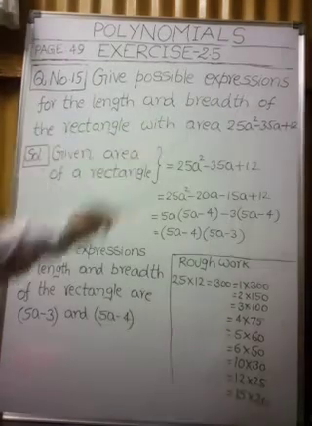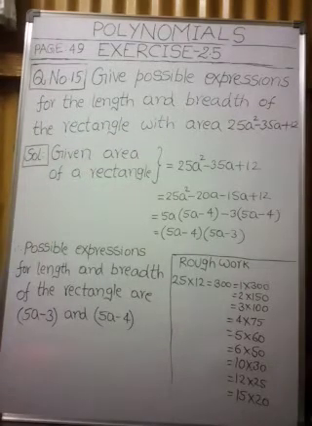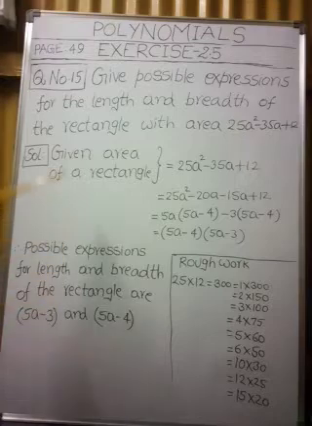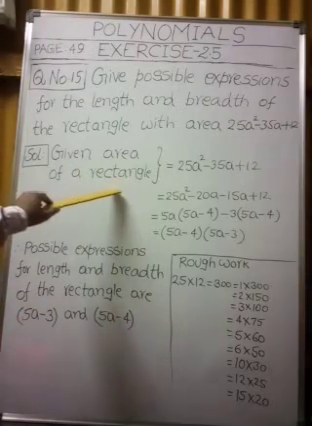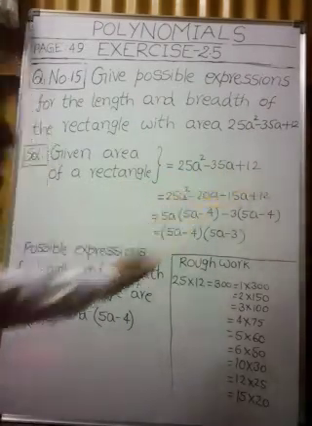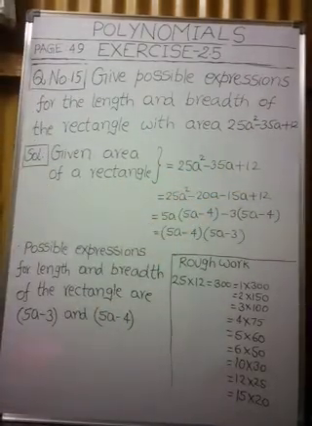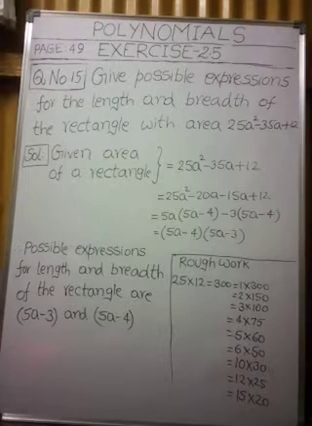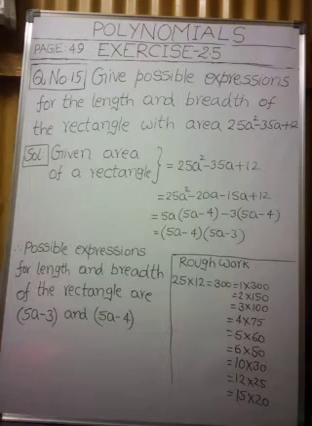They asked the question like this. We have to find length and breadth, means we have to find the factors of this quadratic polynomial. So given area of a rectangle is equal to 25a square minus 35a plus 12. You know how to factorize a quadratic polynomial. So I am not explaining the steps in detail. Okay, my dear children, I am writing the steps directly.